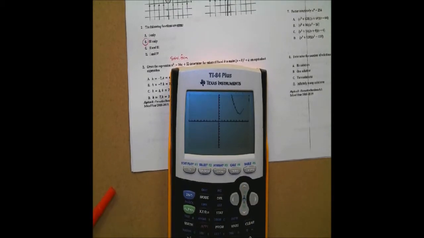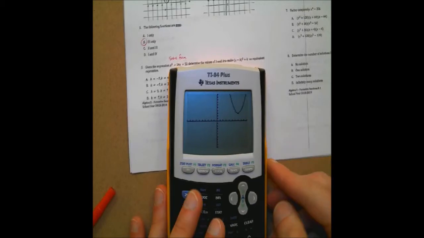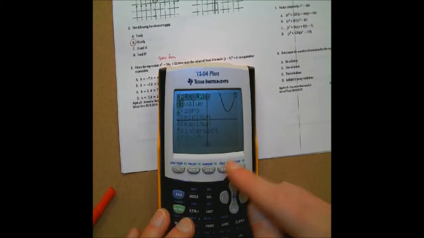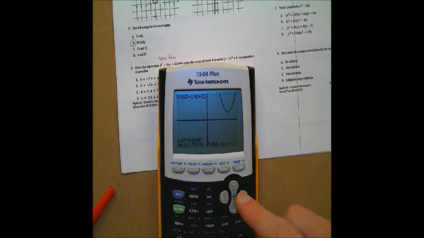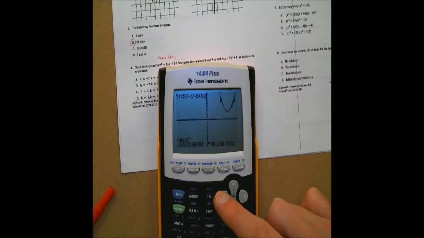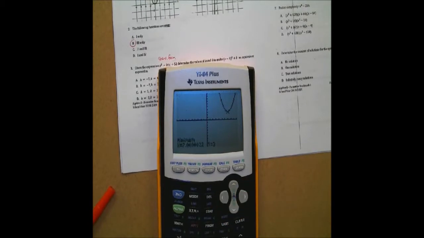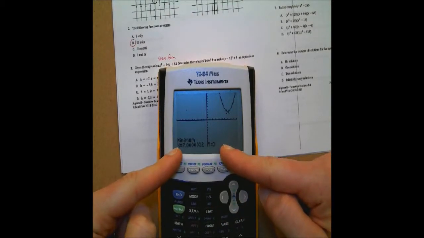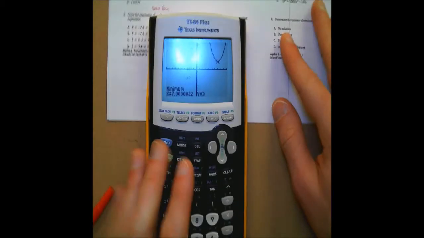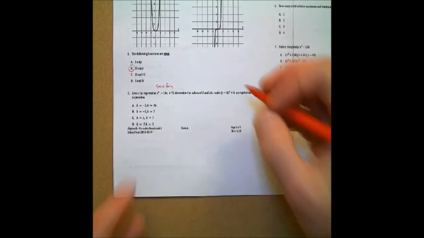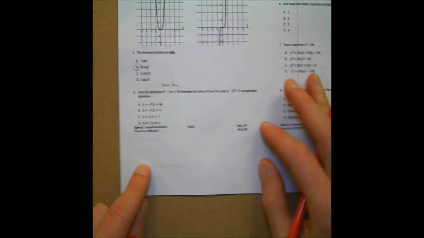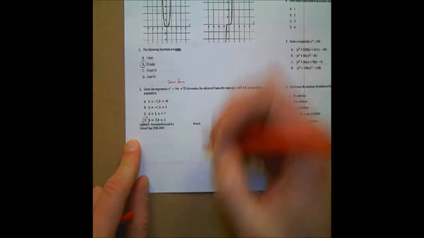I can see my vertex right here. It's a minimum, so I'm going to use second trace and use the minimum command. Make sure I'm to the left of my minimum and hit enter. Go to the right of my minimum, hit enter. And then for the guess, we'll go down to the actual minimum and hit enter. And you can see there's my minimum, 7, 3. So that's my vertex. So h is 7, k is 3, so it's got to be D.